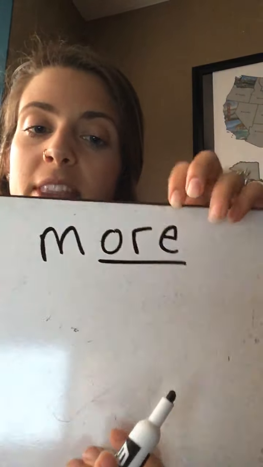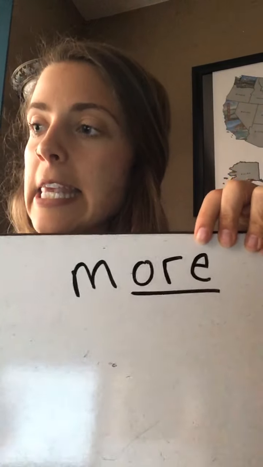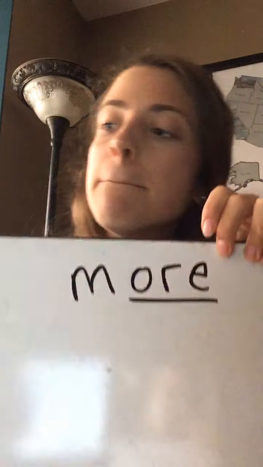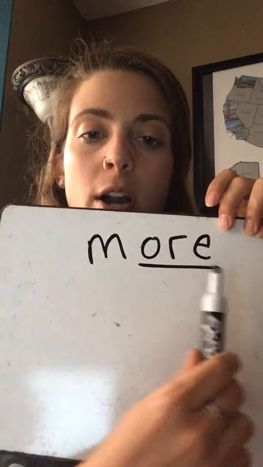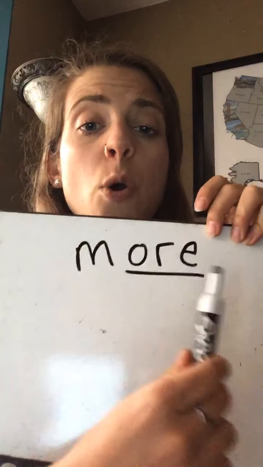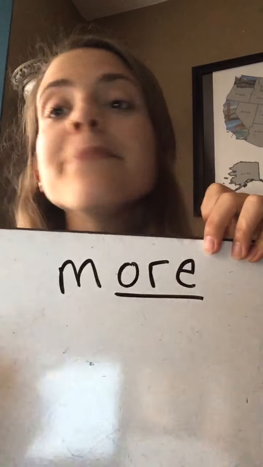That is more, but this one is spelled O-R-E. Like at that bottom one. O-R-E. More. That's how we spell it. M-O-R-E. And that says or. M-or. More. Can I have some more, please?